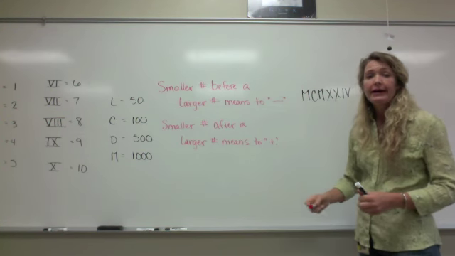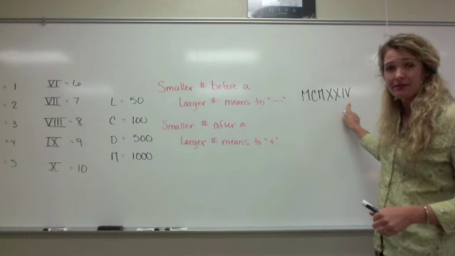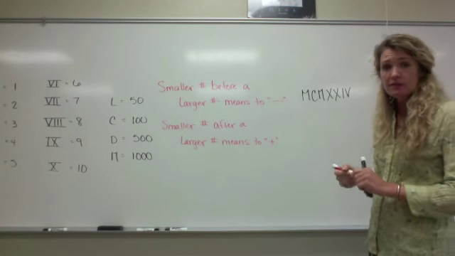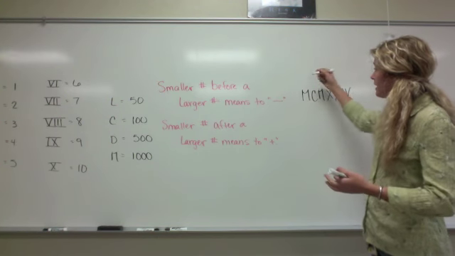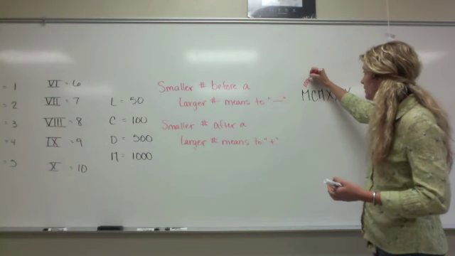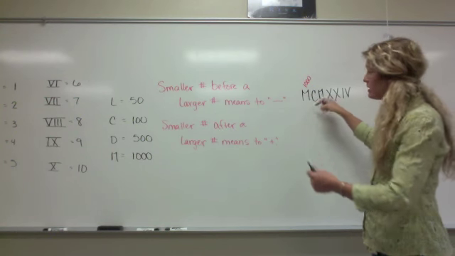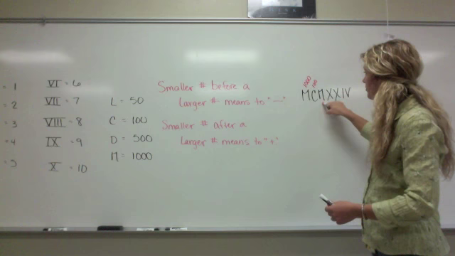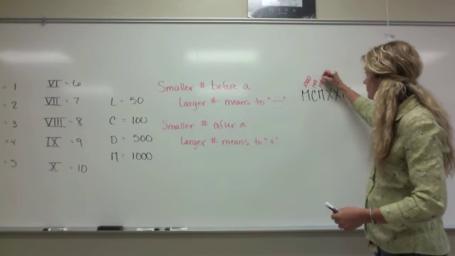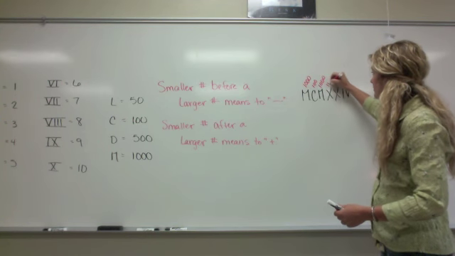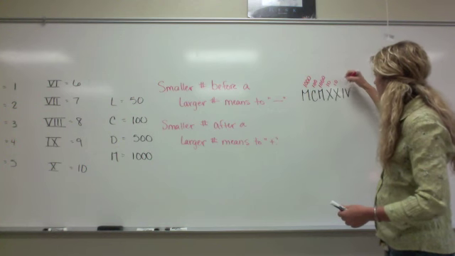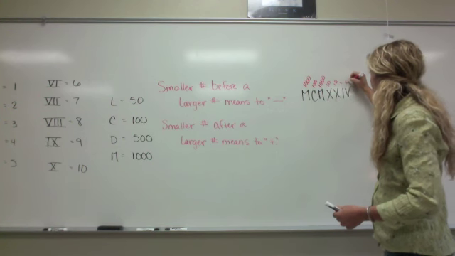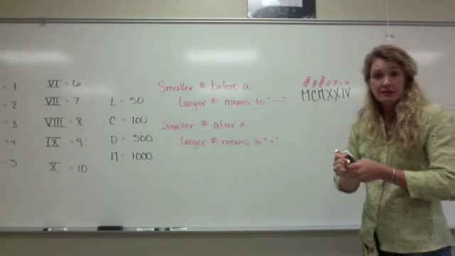First thing, write above each letter what its value is. Over the M, let's put 1,000. C is 100. M is 1,000. X is 10. X is 10. I is 1. V is 5. Now I'm going to group things together.